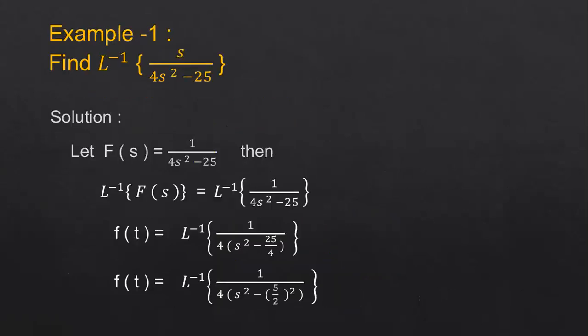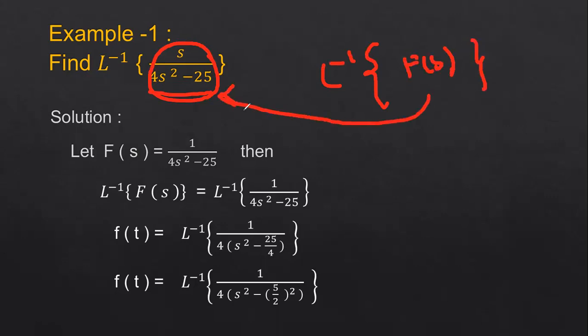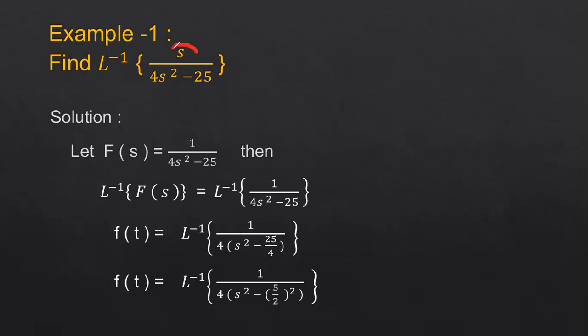Laplace inverse of s by 4s square minus 25. Now this is your f of s function, because here it is represented in terms of the s domain. So Laplace inverse of f of s, where f of s is equal to s by 4s square minus 25. So you cannot use the formula directly. Why?